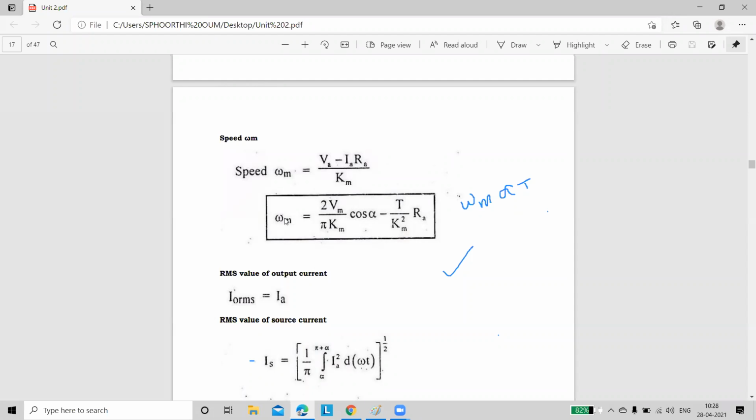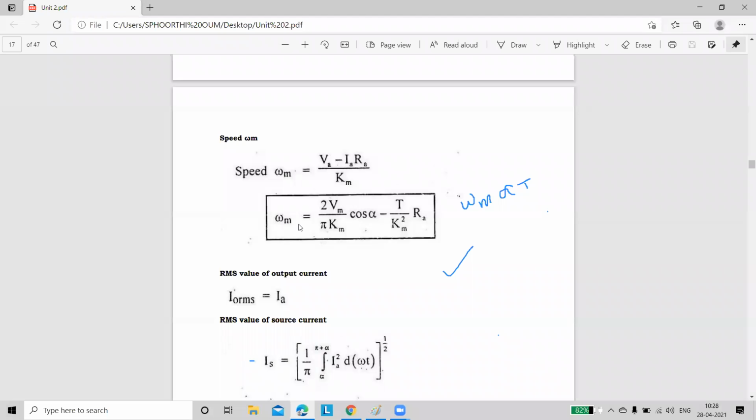Is there any possibility to get negative speed? Whenever the torque value is more compared to the armature voltage, VA, the rectifier output voltage... Then what about the speed? In maximum cases you are getting speed positive, right? Yes, ma'am. But there is a small possibility to get negative speed. Is it right? Yes, ma'am.